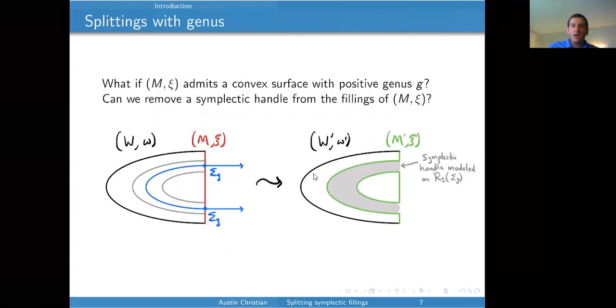What if we have a convex surface with positive genus instead of just a sphere? Can we run the same sort of argument? Can we look at, this isn't supposed to be sigma g, but it's supposed to be maybe the positive region or negative region of sigma g, and attempt to sweep out an annulus or some sort of planar shape with multiple boundary components instead of a disk. And then we would get over here, instead of a one handle, a symplectic handle modeled on that region, which maybe I don't want to get the details of right now.